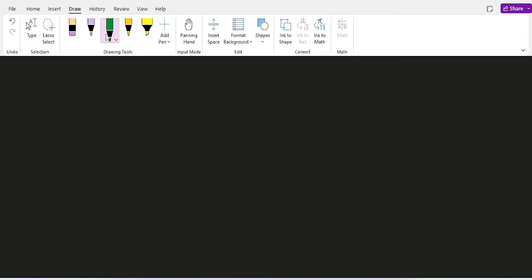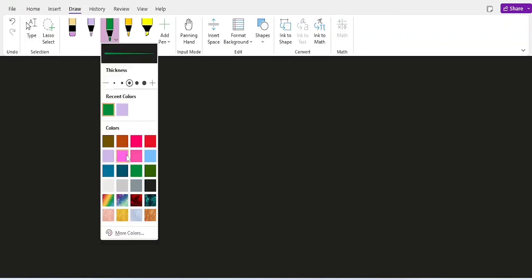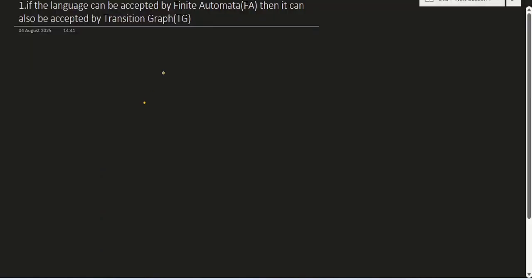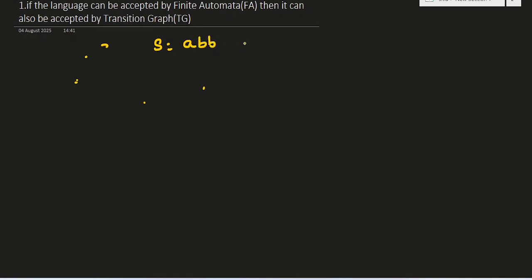Now, let us assume that S is equal to ABB. This is a string in a language L. So, this S belongs to the language L.